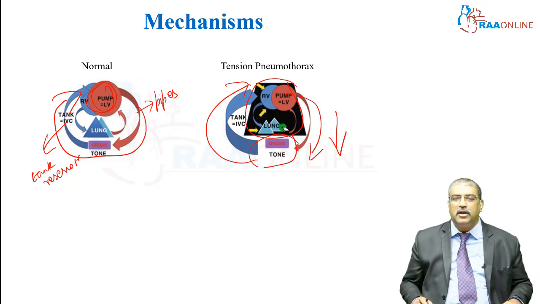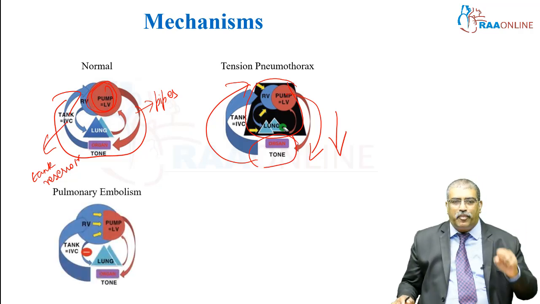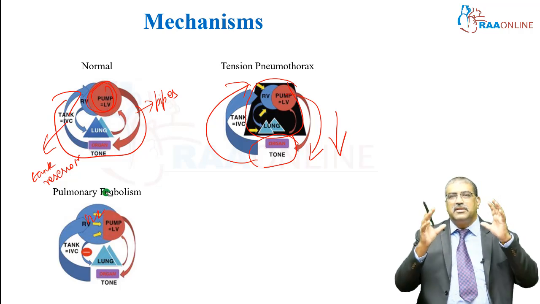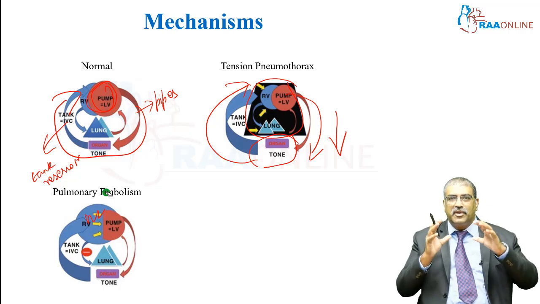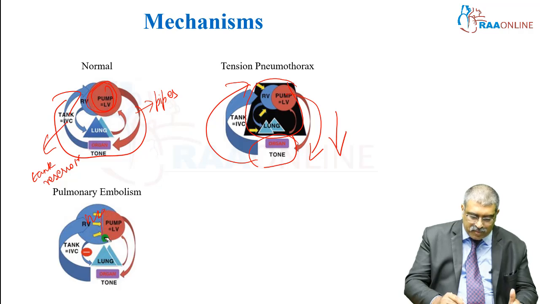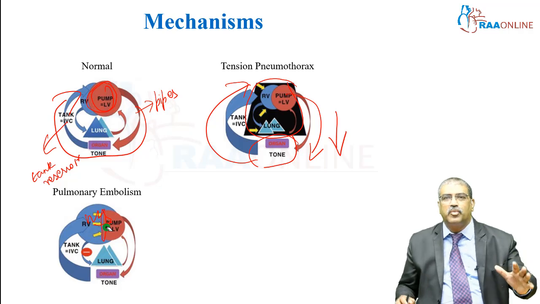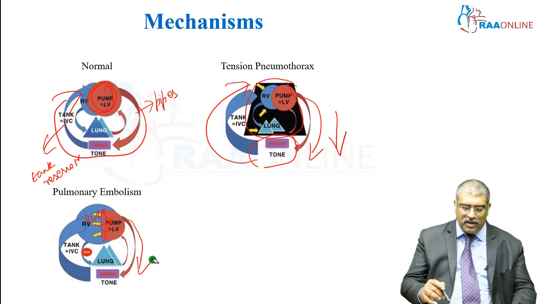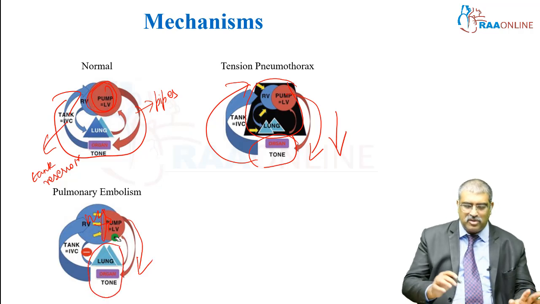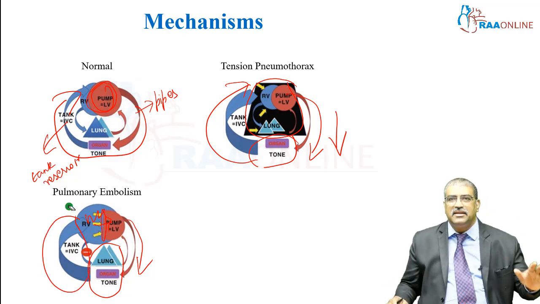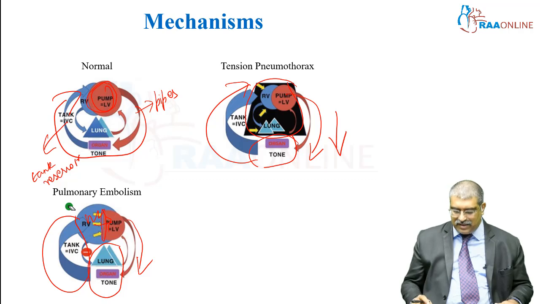This is tension pneumothorax. In case of pulmonary embolism, your right ventricle output is affected. There is a clot which prevents the blood from the right ventricle going into the pulmonary artery, and your septum, the right side, enlarges and pushes the septum towards the left ventricle, and your left ventricle output is also compromised. So, the pipe flow is reduced again, but the lung and the tone is not altered much because the right ventricle is affected. There is increase in tank size, that is your IVC is dilated.